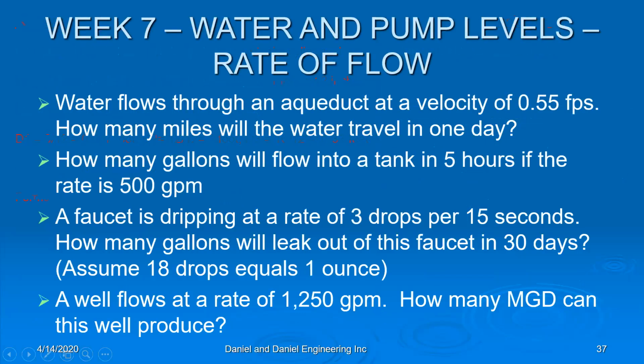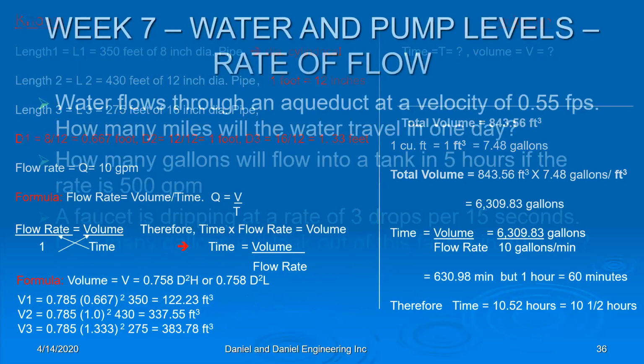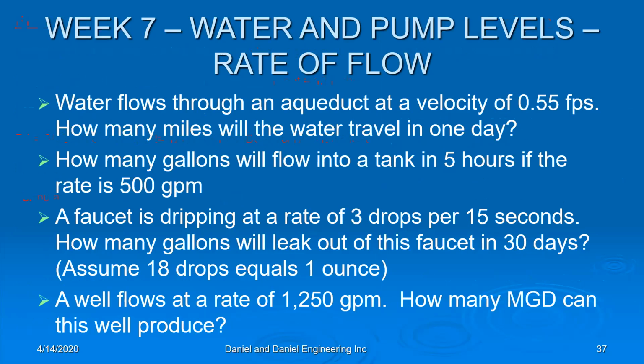All right. So we have this one last slide with some problems of flow and rate of flow and so on. Somewhat straightforward. I wanted to use the whiteboard, but it's applying the same formula that we use. The first one: water flows through an aqueduct at a velocity of 0.55 feet per second. How many miles will the water travel in 1 day?